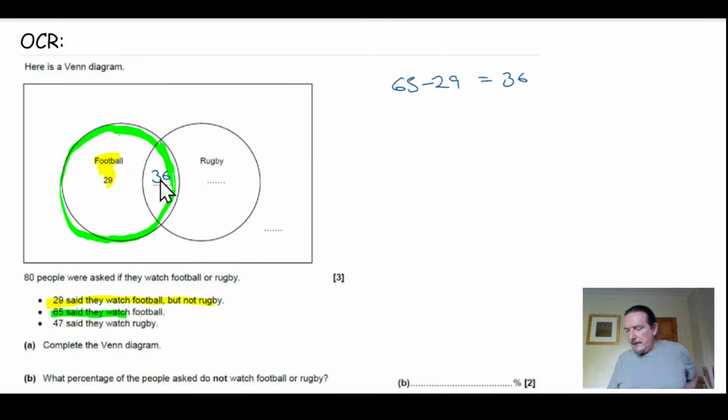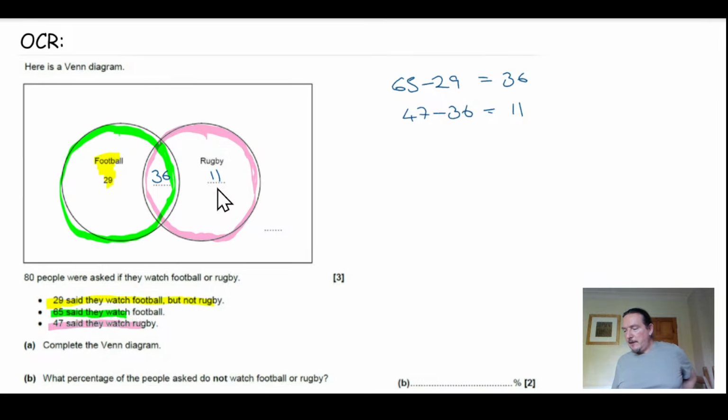Okay? And then it says 47 people said they watch rugby. So again, that's everybody inside this pink circle here. They're the ones who watch rugby. But we've already accounted for 36. They're the people who watch football and rugby. So rugby only would be 47 minus 36, which is 11. So I'm going to have 11 people there who watch rugby only.